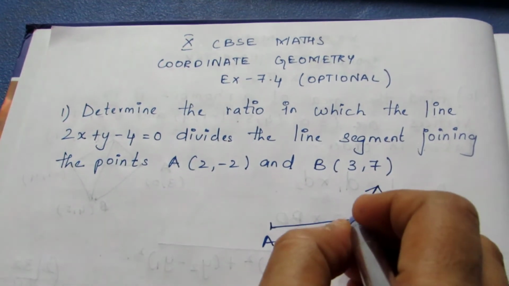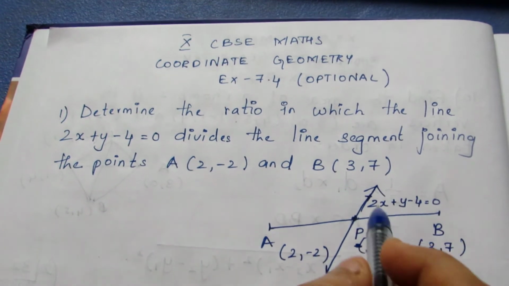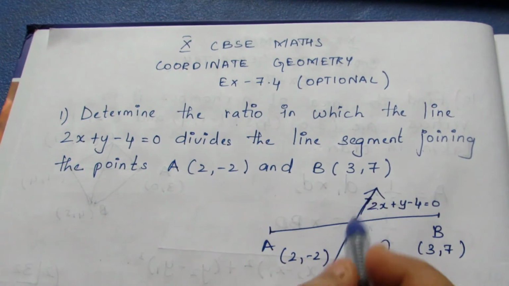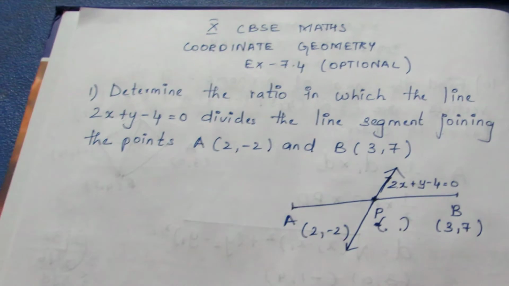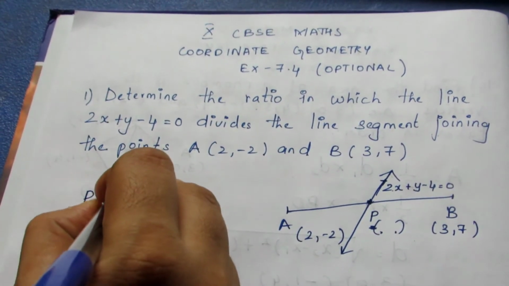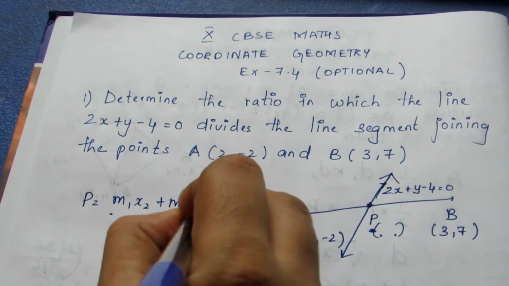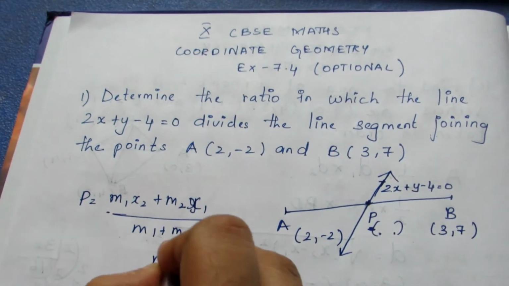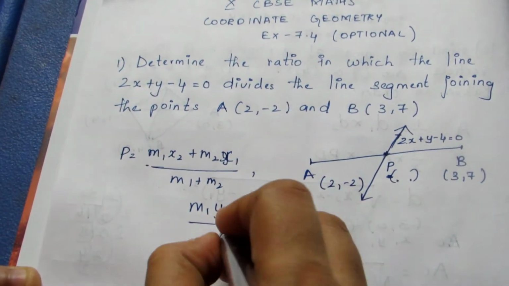If we find the point P, then we know that the x and y values lie on this line, because the line passes through the given point. Now let us find the value of P. As it's a ratio, we know the section formula to be (m1 x2 plus m2 x1) by (m1 plus m2), (m1 y2 plus m2 y1) by (m1 plus m2).